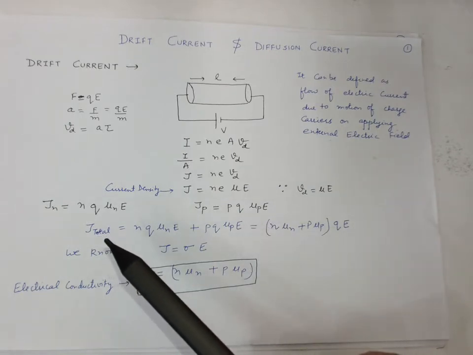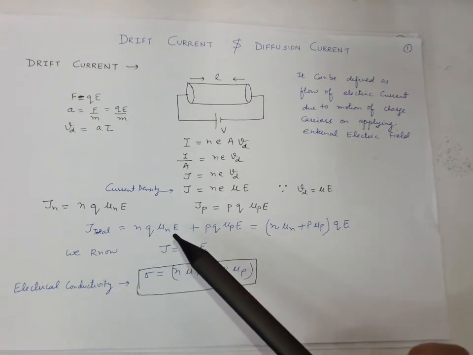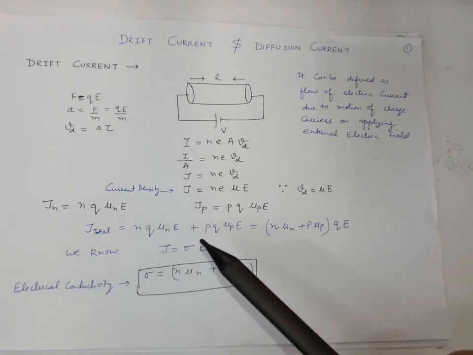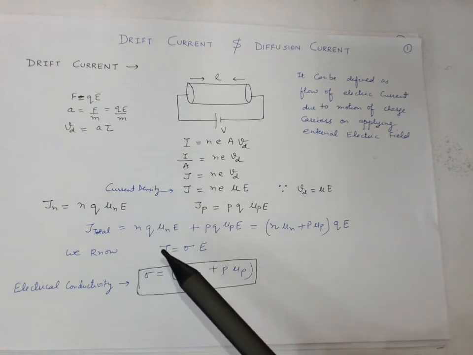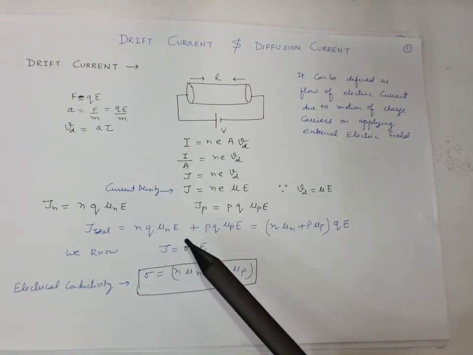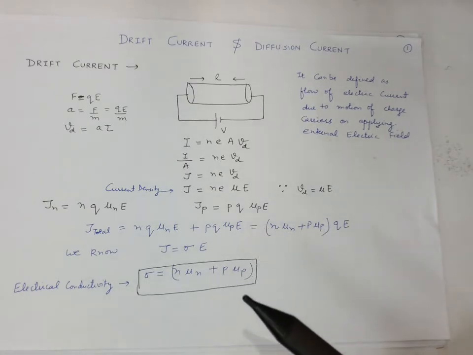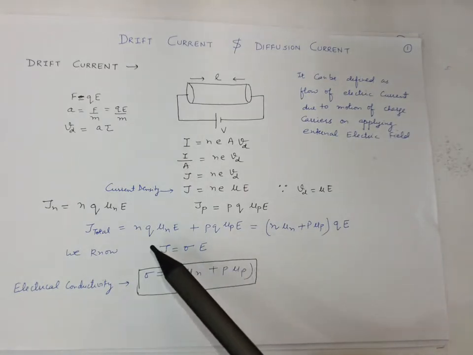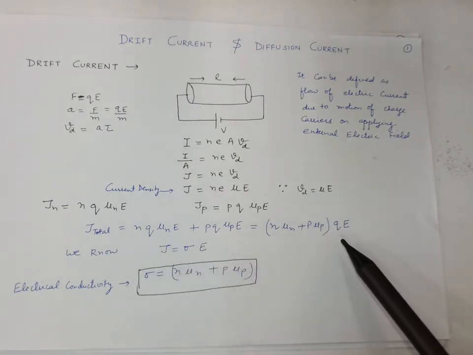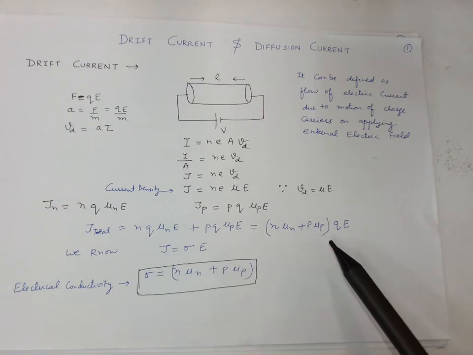If we calculate the total current density, it will be the summation of the current density due to electrons plus the current density due to holes. We have substituted these two expressions and simply added them. So once we add, we get the total current density due to electrons plus holes. We can take q and E common from here. Once we take this charge and electric field common, we get (n mu n + p mu p).